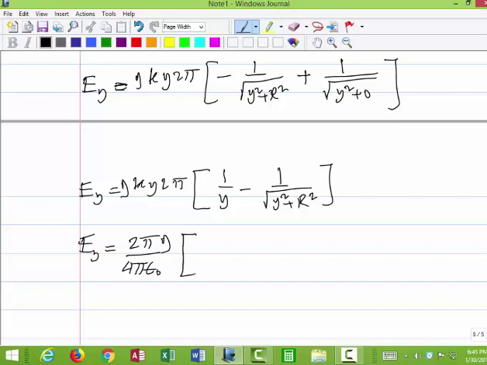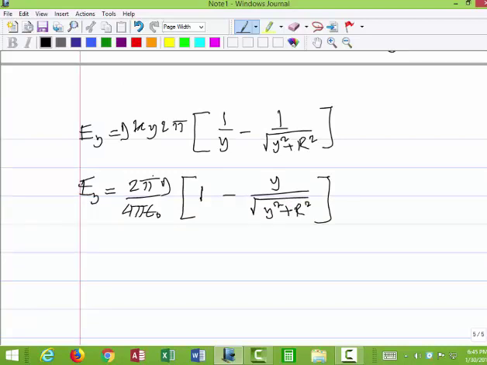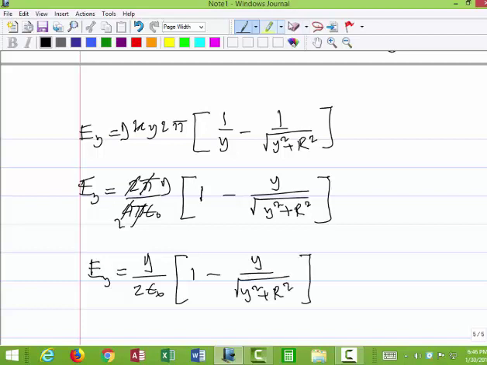When you multiply through by y, you have 1 minus y over the square root of y squared plus r squared. From here, I'm going to take out a pi and one of the 2's, and I'll have Ey equals eta over 2 epsilon naught times 1 minus y over the square root of y squared plus r squared. Let me rewrite this eta, since it looks a bit like a y. So this is eta like that.